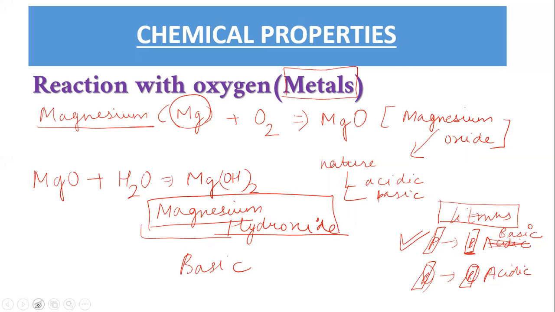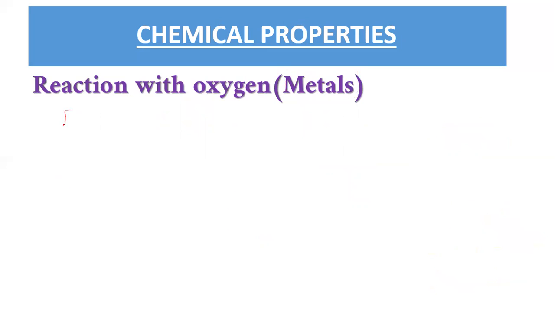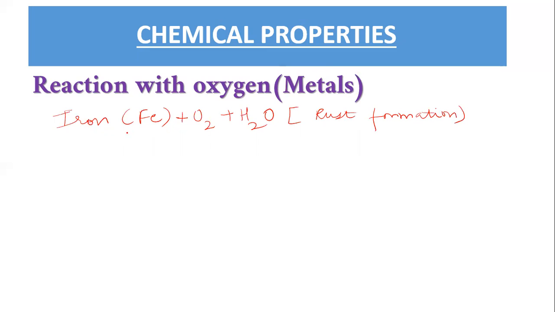Let's take the example of another metal, iron. Iron is also known as ferrous. Its symbol is Fe. Now we have an exception. Do you remember rust formation? This is the reaction for that formation. When rust is formed, the iron reacts with oxygen in the atmosphere as well as the moisture present in the atmosphere. The result is Fe2O3, which is iron oxide or rust.